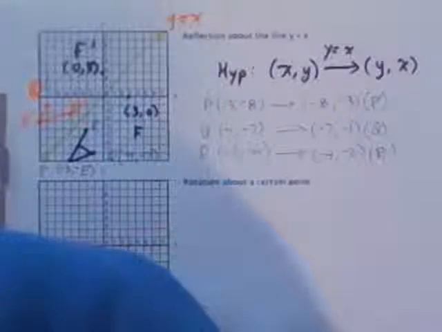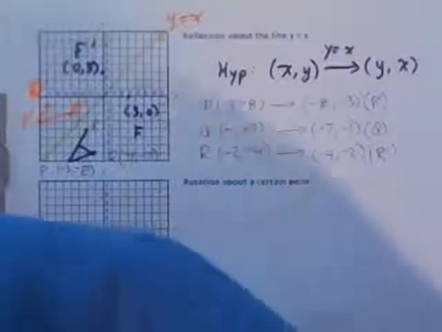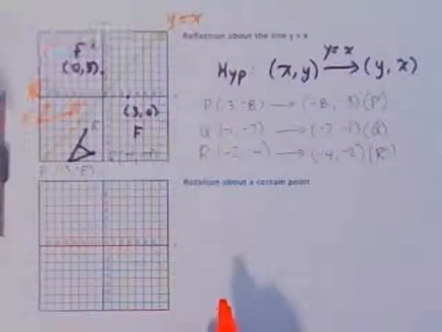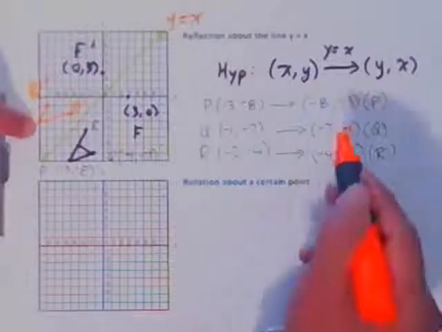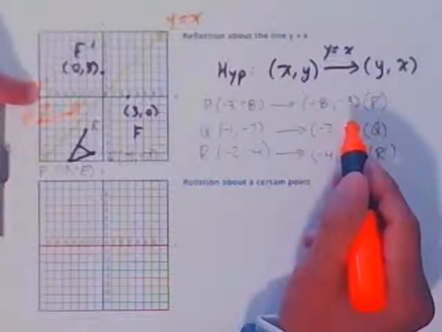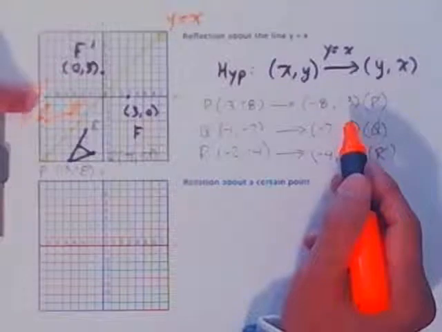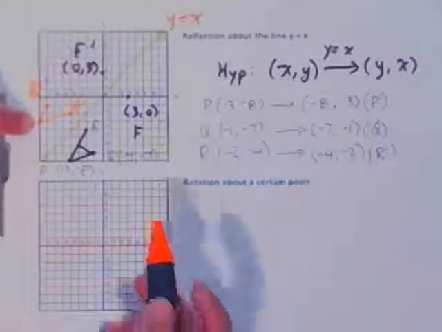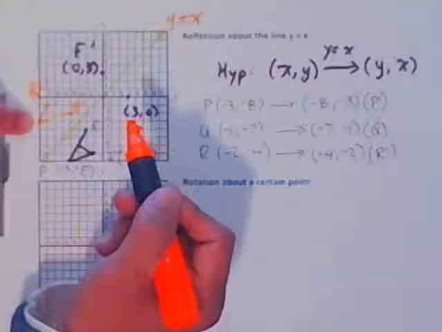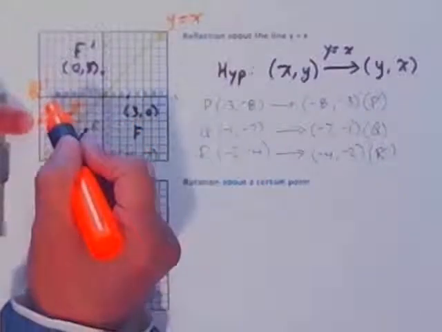-8, -3. Let me get... Okay, sorry about that. It should have been -8, -3. -8, -3. -1, -2, -3. And this should be pretty close to right here, something like that.